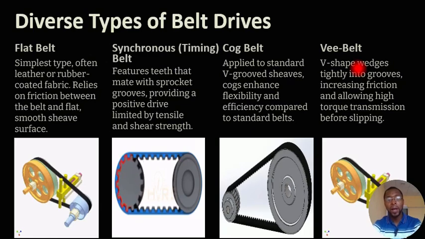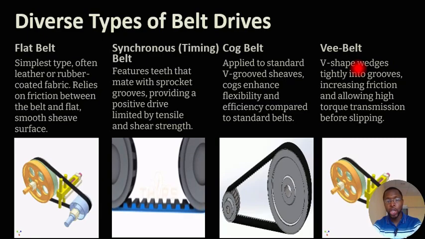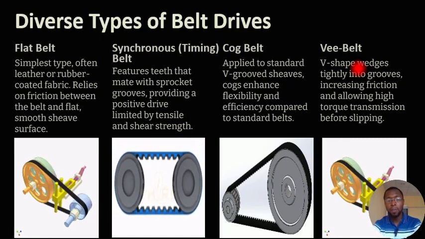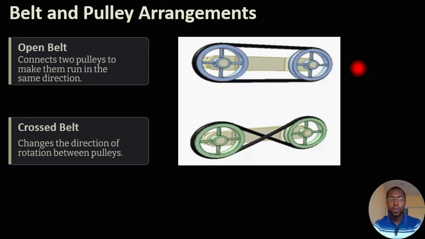As we have said earlier, drives, whether belt or chain, are usually used to transmit power from one point to another point in the machine. So then, we also have what we call the arrangement of belts in a machine, belt and pulley arrangement.